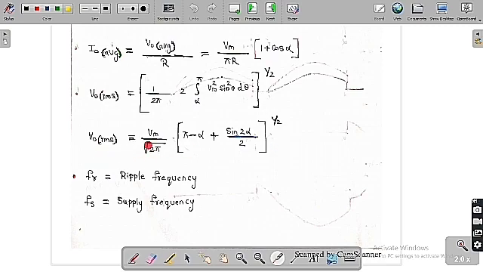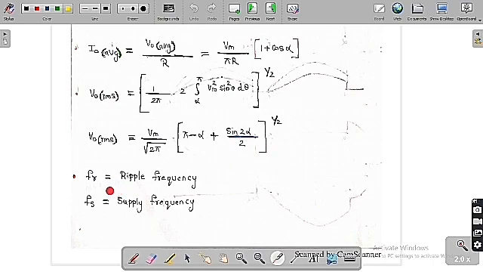So V naught RMS is equal to Vm by under root over 2 pi into under root over pi minus alpha plus sin 2 alpha by 2. It's a very important formula that you need to remember.